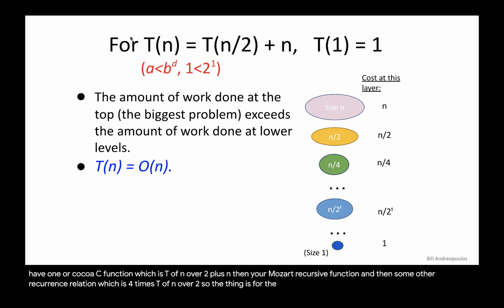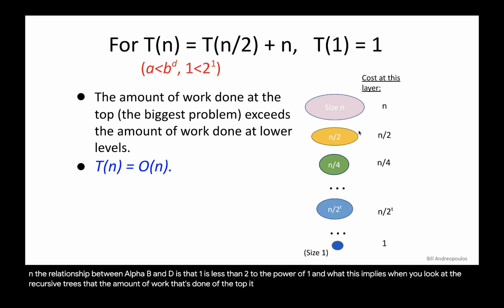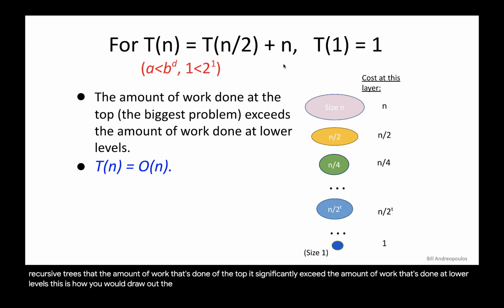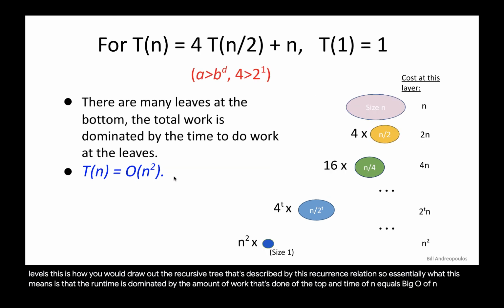So for the first recurrence relation where T of n equals T of n over 2 plus n, the relationship between alpha, b, and d is that 1 is less than 2 to the power of 1. And what this implies when you look at the recursive tree is that the amount of work that's done at the top significantly exceeds the amount of work that's done at lower levels. This is how you would draw out the recursive tree that's described by this recurrence relation. So essentially what this means is that the runtime is dominated by the amount of work that's done at the top, and T of n equals big O of n.